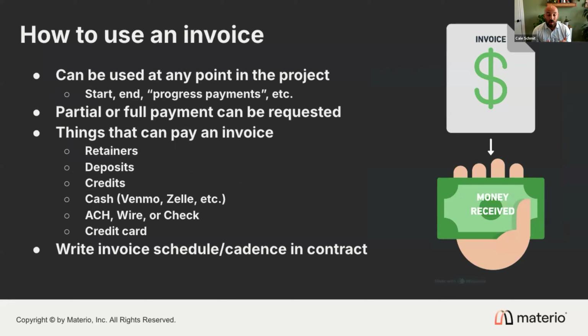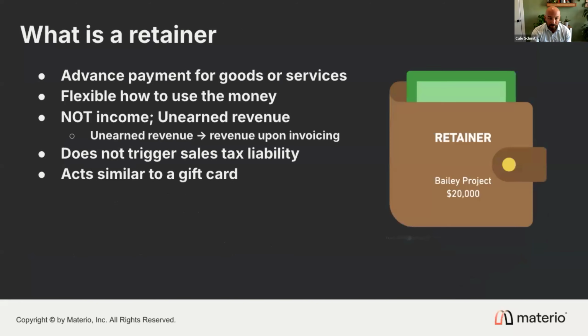And what can pay an invoice? You can have cash to pay an invoice. You can pay an invoice with a retainer. If you had a deposit item and put that deposit item on an invoice, you can pay it with the deposit funds. If you have credits on that project, you can pay with credits, credit cards, wire transfers, bank transfers, all of that. And typically this is matched with whatever is written in your contract with the client.